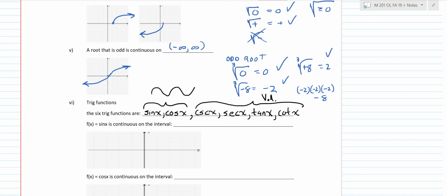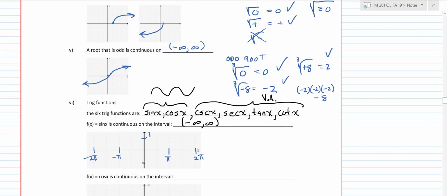So first of all, the sine wave is continuous on all real numbers. Okay, let's just remind ourselves how the sine graph goes. You want to be sure that you review this. So I'm going to put pi here, 2 pi here, negative pi, negative 2 pi. You want to make sure that you go over and review your basic graphs.